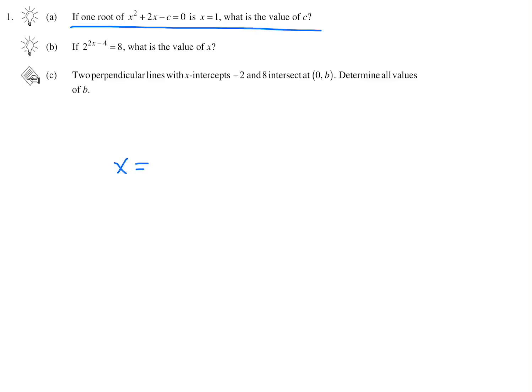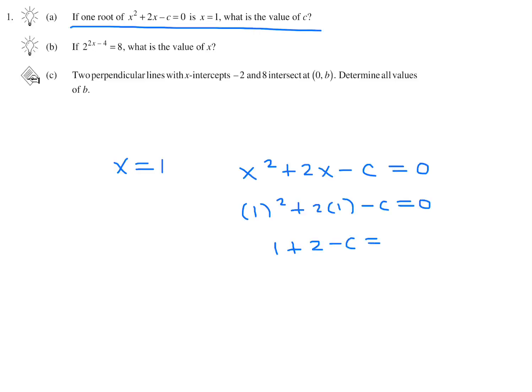So they've given a value of x equals 1, and we can just substitute that into x squared plus 2x minus c equals 0. So that would give us 1 squared plus 2 times 1 minus c is 0. So 1 plus 2 minus c is 0. Therefore, c is equal to 3. So that would be the answer for 1a.